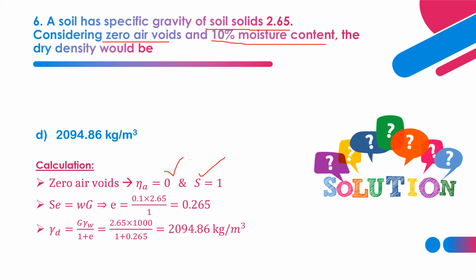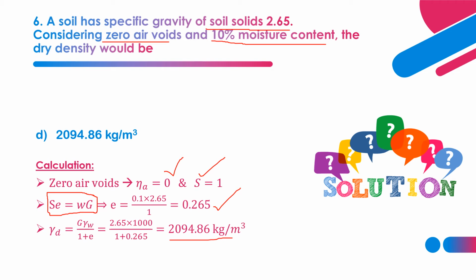Se = wG is the basic and most important formula for soil properties. From it we can find the void ratio, that is e = wG divided by S. S is 1, w is 10 percent, G is 2.65, from which 0.265 is the void ratio, and the formula for gamma d is G gamma w divided by 1 plus e. Substituting all those values, we get 2094.86 kilogram per meter cube as the right answer.